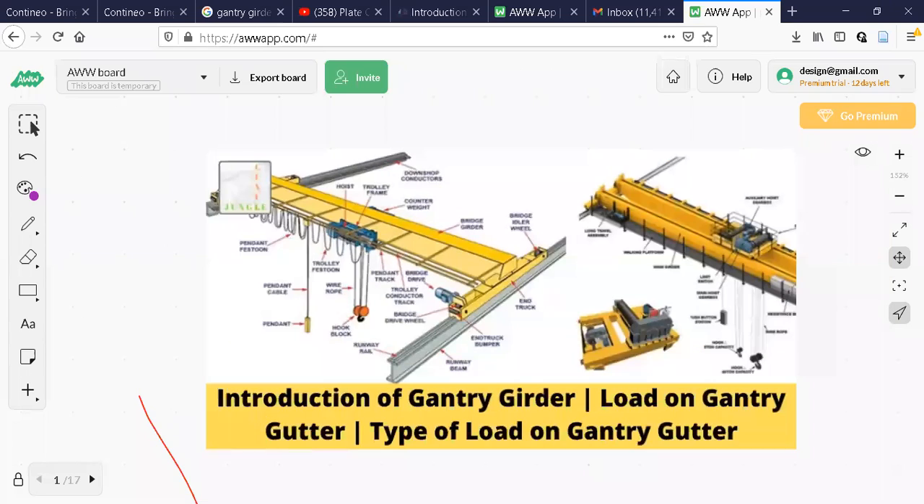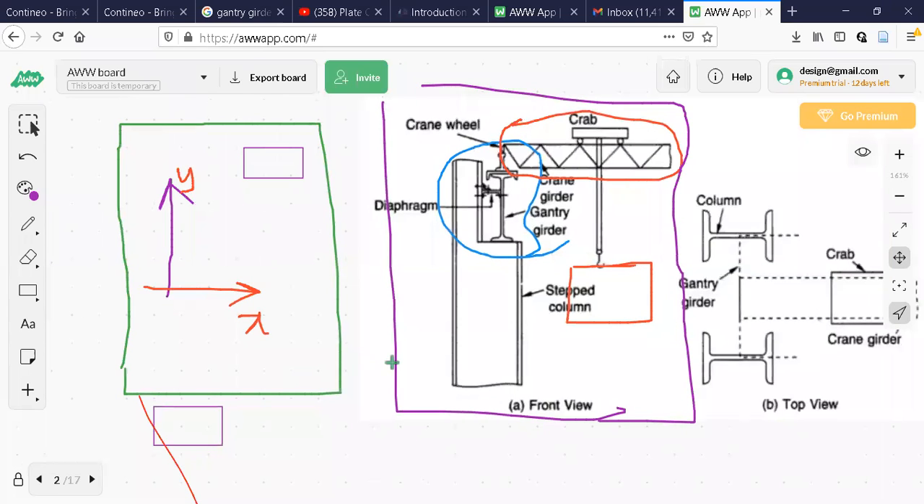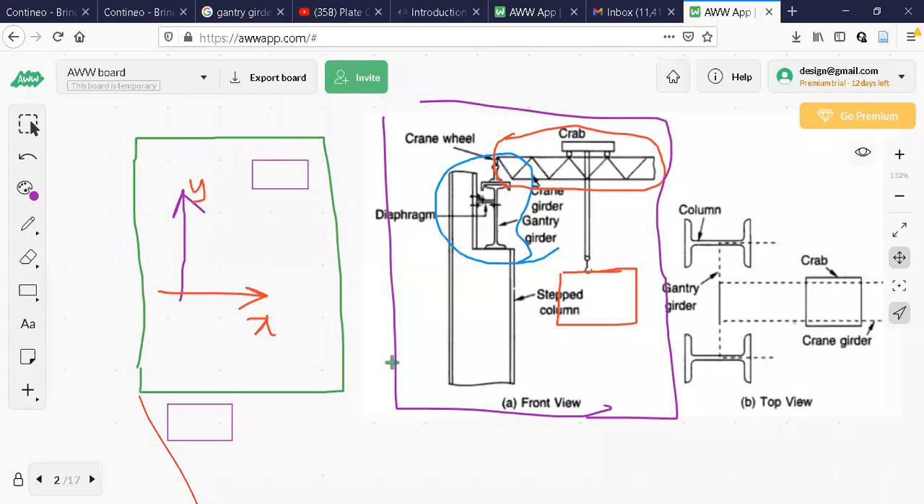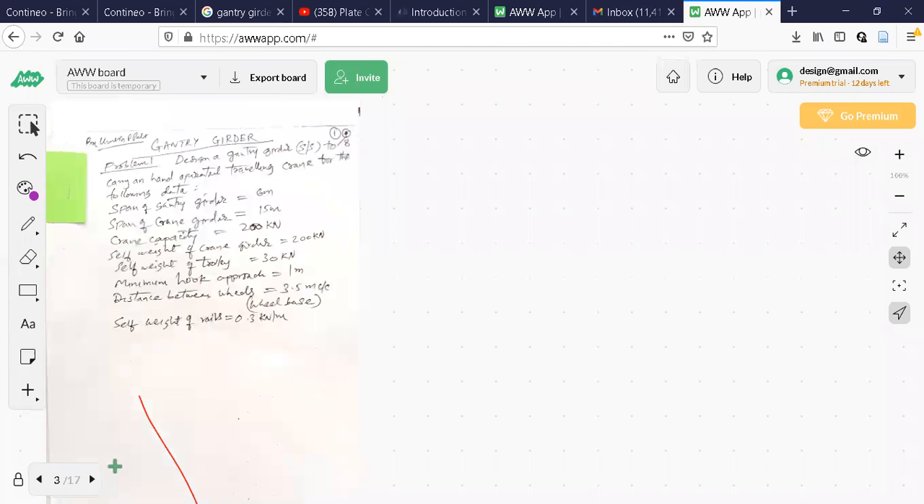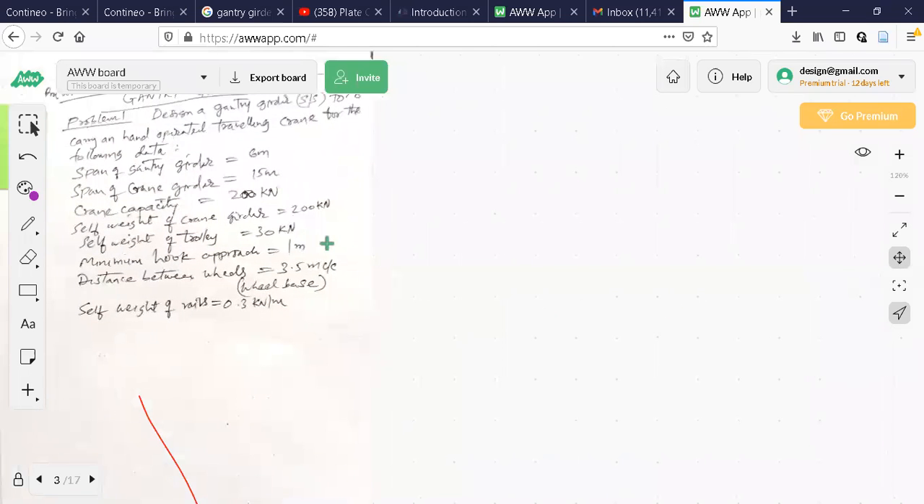So let us go to how the problem is given here. So is it clear this one what I'm telling? What is gantry girder? What is crane girder? All those things. Some more definitions are there before we can solve the problem. Let us see that. So this is the standard question paper example I have taken here.